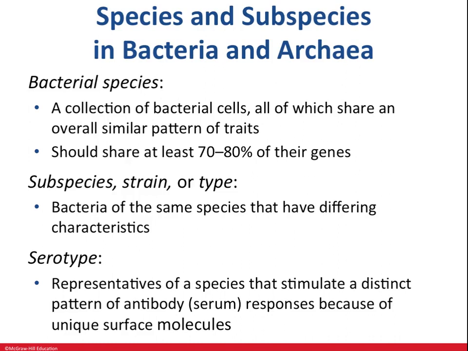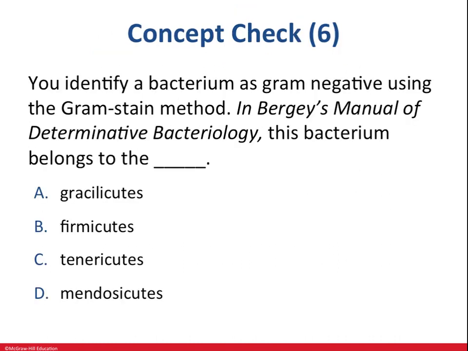Serotype: once the bacteria invade animals or humans, they cause antibodies to be generated by the animals or humans. Those antibodies are specific for the bacteria, so when we detect these antibodies, we can use them to classify the bacteria. This is called serotype.